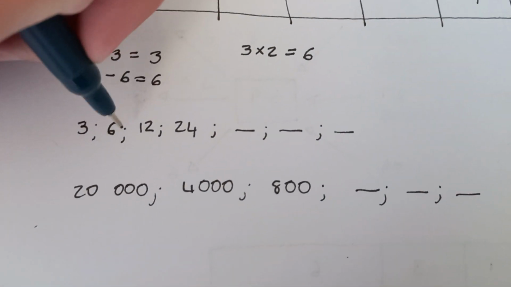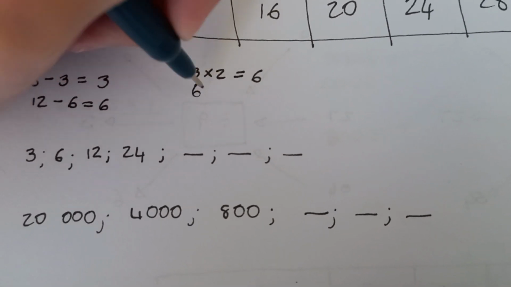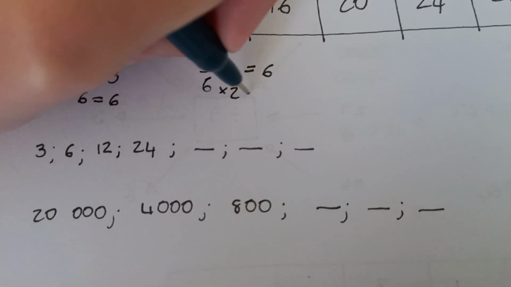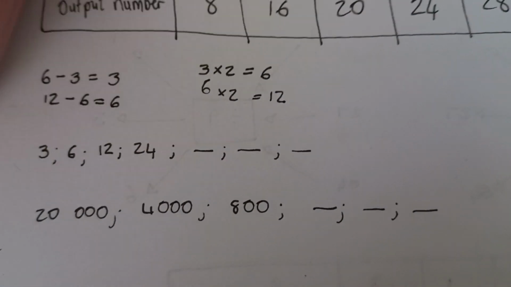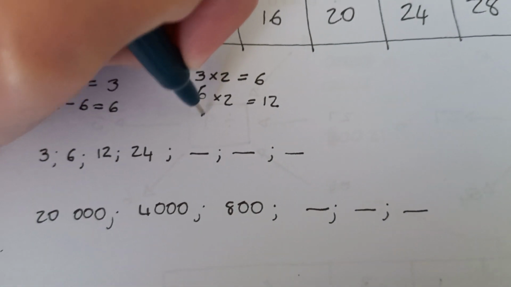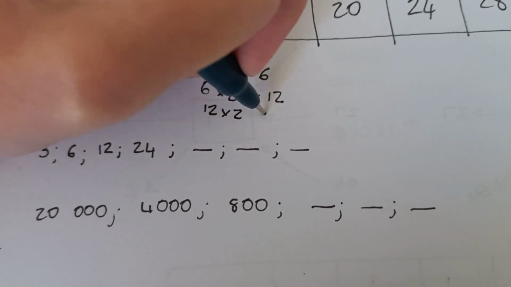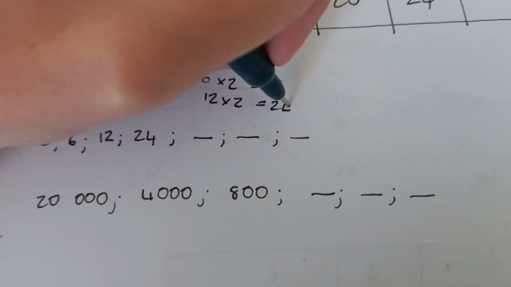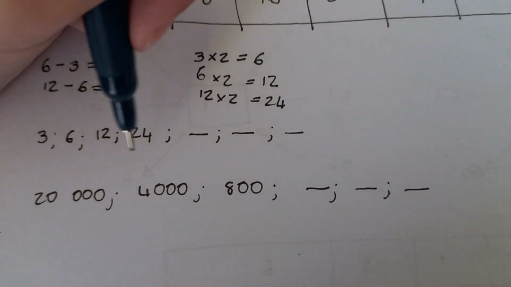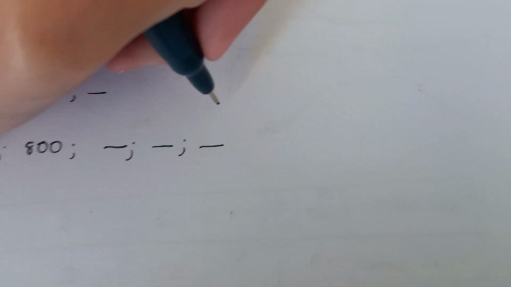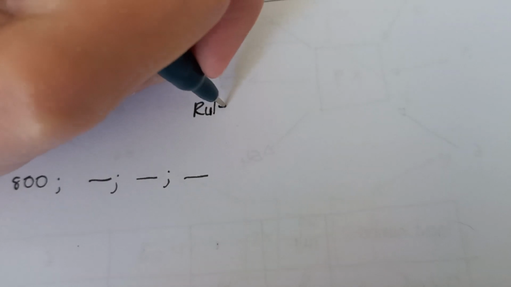So now we check with the second one. We'll say 6 times by 2, which will give us 12. Okay, it's looking promising. So let's carry on. 12 times 2 will give us 24. Okay, we're definitely timesing by 2 each time. So now we know the rule would be multiply by 2.